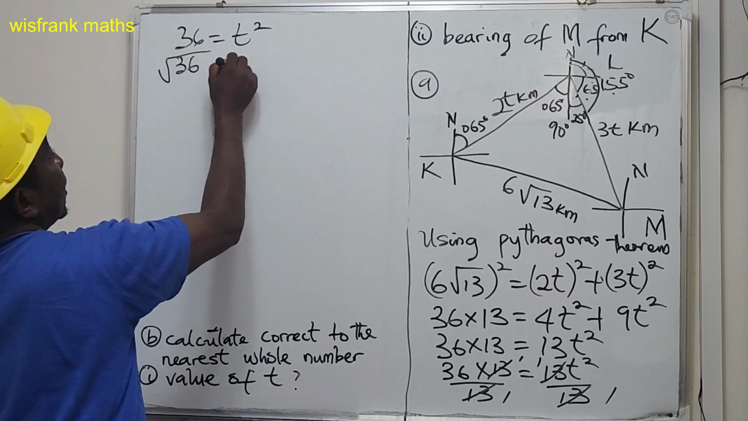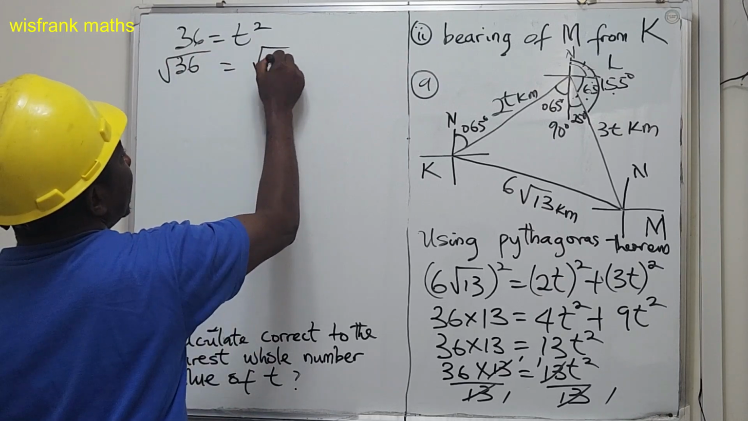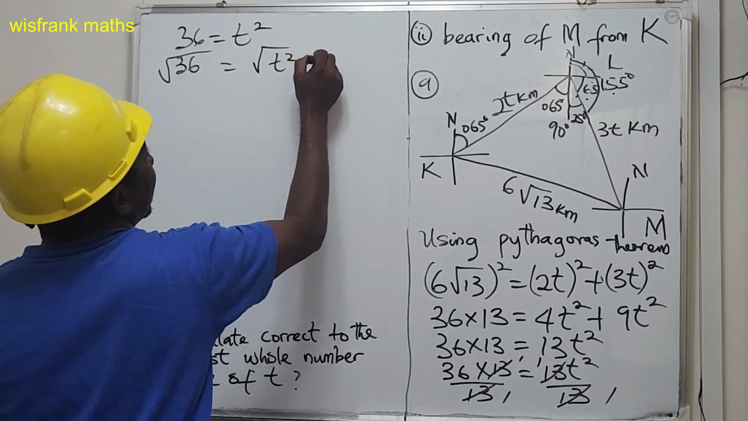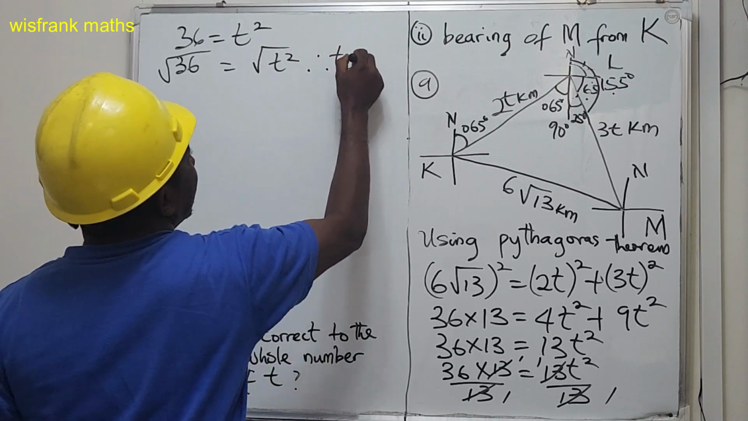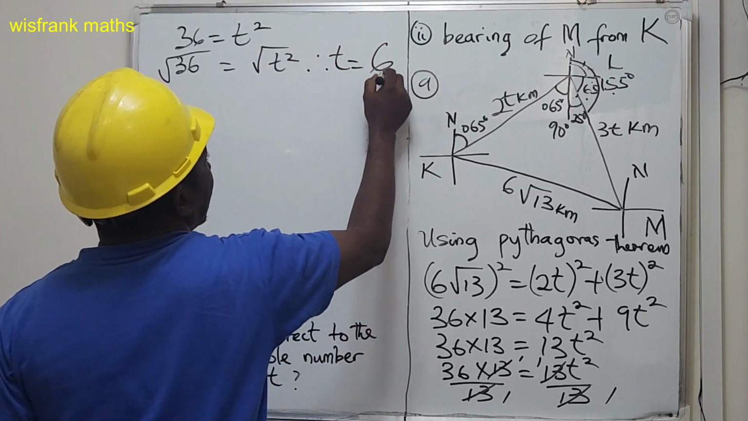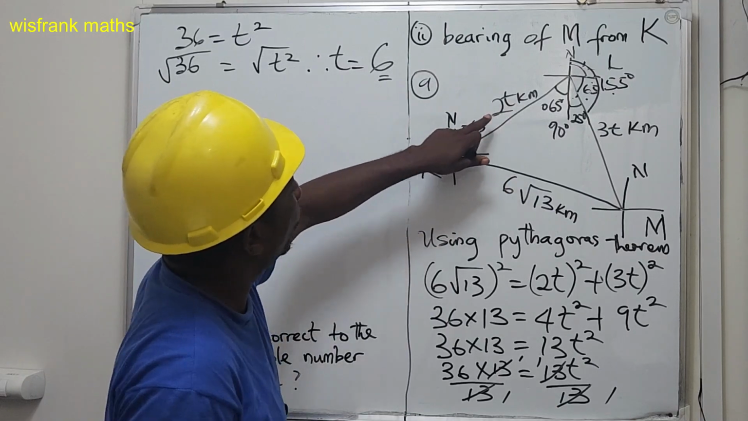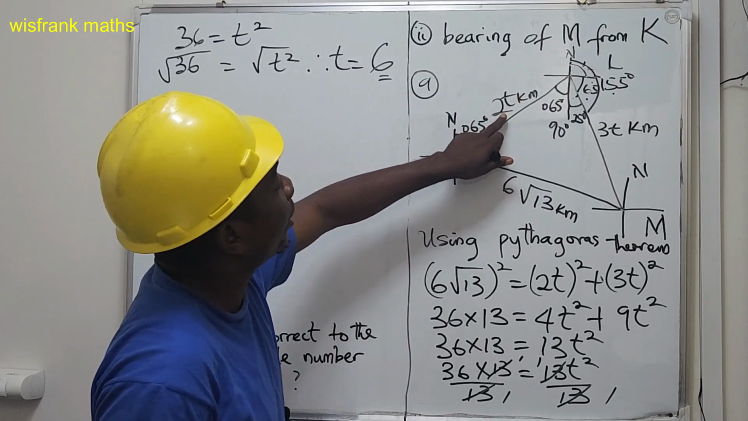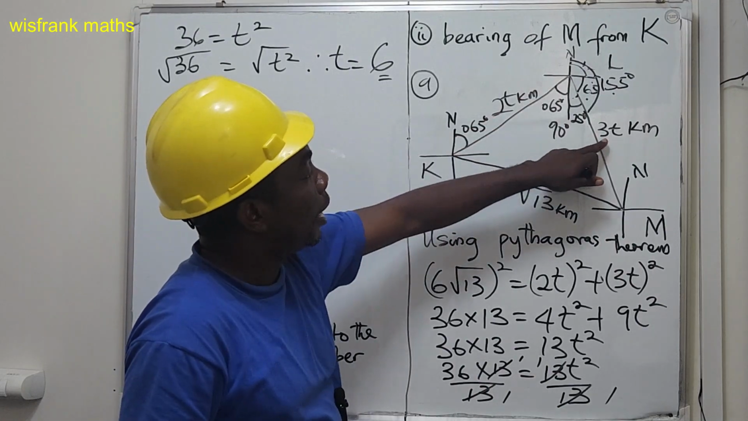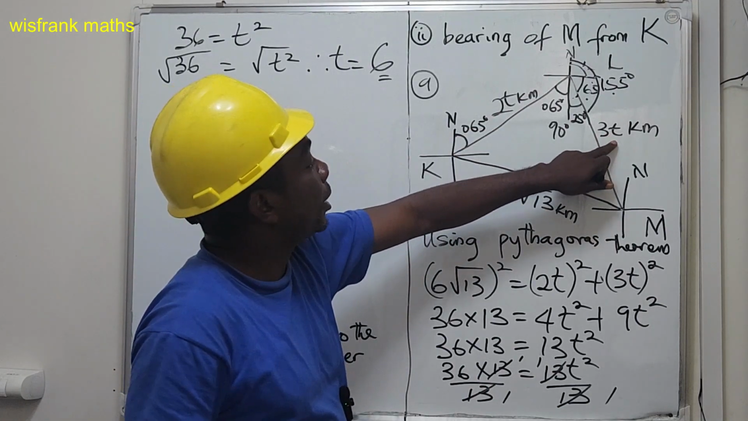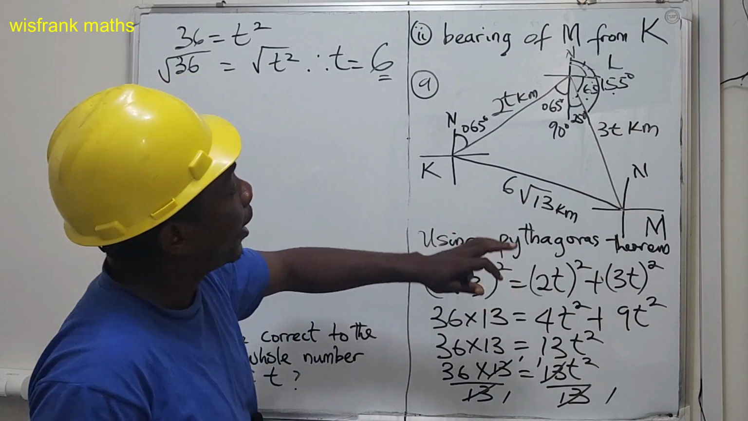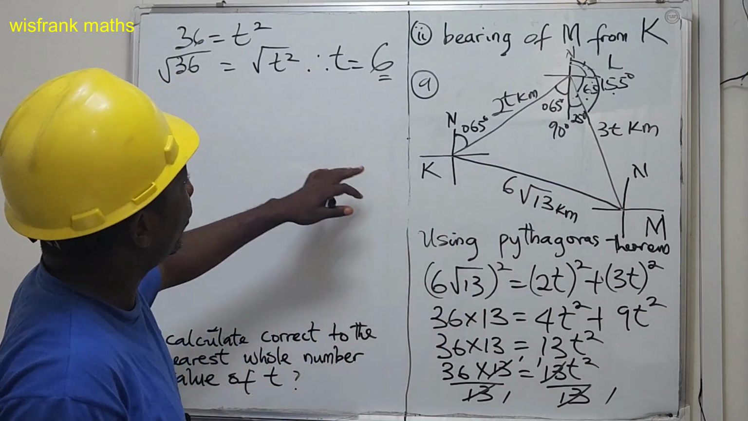root 36 equals root t squared. Therefore, t equals 6. This is our value of t. When we substitute t into 2t, we have 2 times 6, that gives us 12 kilometers. And we substitute in 3t, 3 times 6, we have 18 kilometers. And we can see the value of t there.